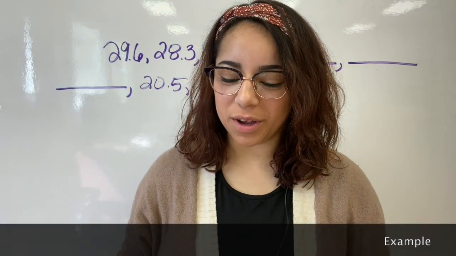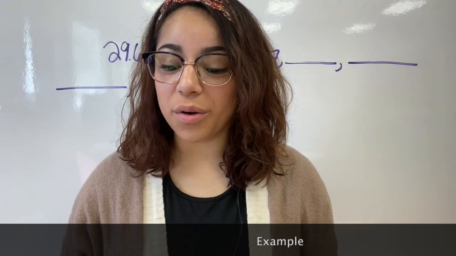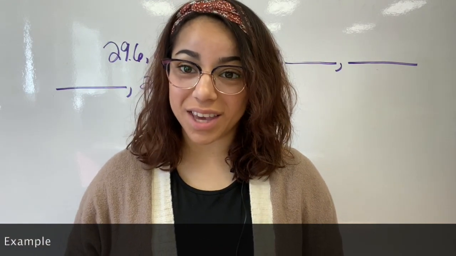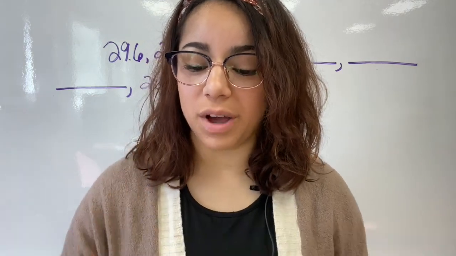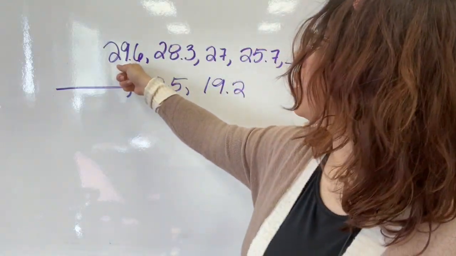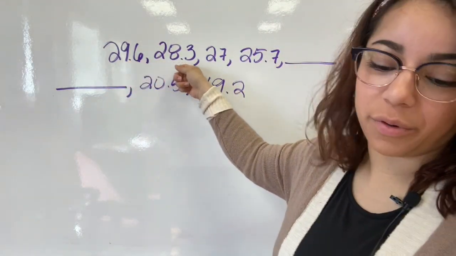For the example on page 144, it says, write a rule for the pattern in the sequence, then find the unknown terms in the sequence. Starting off with step 1, it says, look at the first few terms in the sequence. Okay, so we have 29.6 and 28.3.